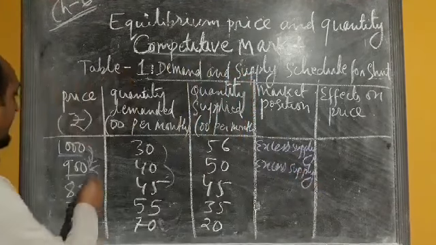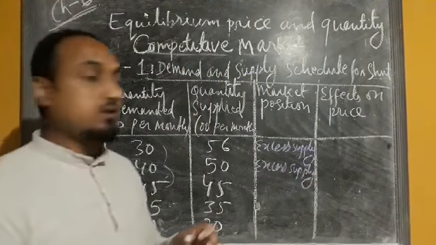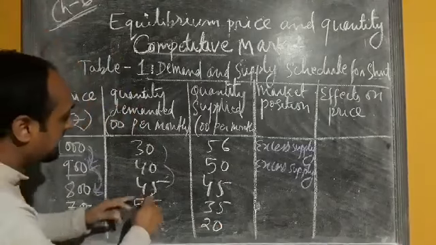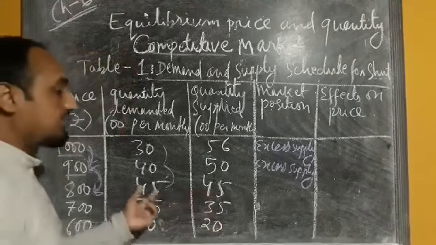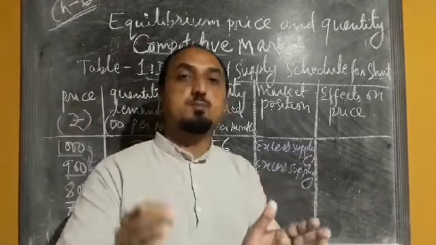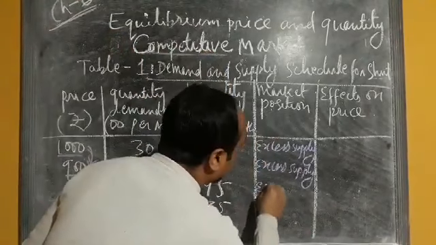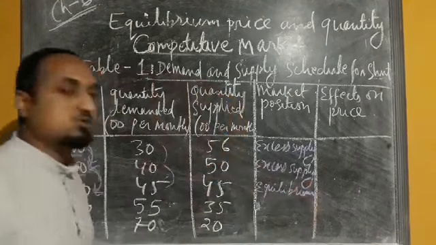Now when price decreases from 900 to 800, at price 800, quantity demanded is 45,000 and the quantity supplied is also 45,000. That means here quantity demanded and quantity supplied are the same. That means we are in the situation of equilibrium.